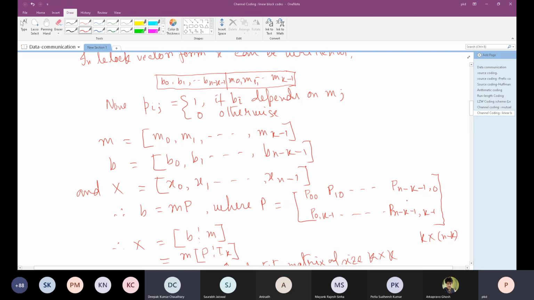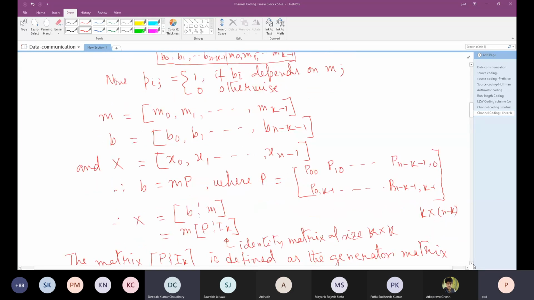So there would be B equal to M into P. So there will be 3 Bis, B0, B1 and B2. Yes, you are correct, there will be 3 Bis. No, I wanted to say that there are 4 message bits used to generate this B.